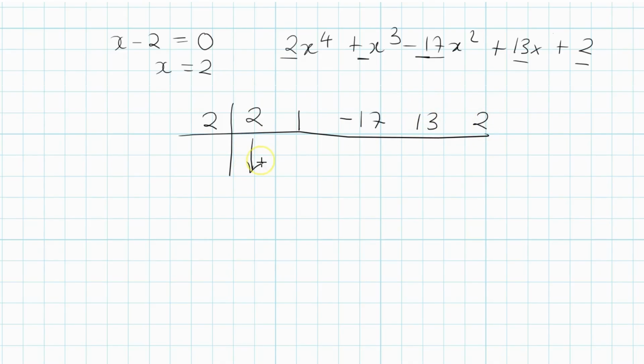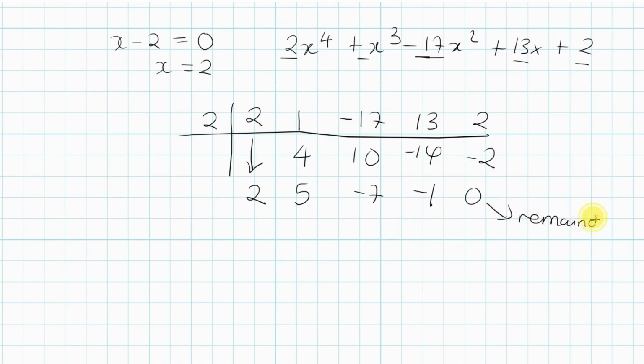So first of all, you're going to bring this 2 down, and then we're going to multiply 2 by 2, which is going to be 4. And then 1 plus 4 is going to be 5. 2 by 5 is going to be 10. Negative 17 plus 10 is going to be negative 7. Negative 7 by 2 is going to be negative 14. And then 13 minus 14 is negative 1. Negative 1 by 2 is going to be negative 2. And then 2 minus 2 is going to be 0. So this is our remainder. The last digit is our remainder.